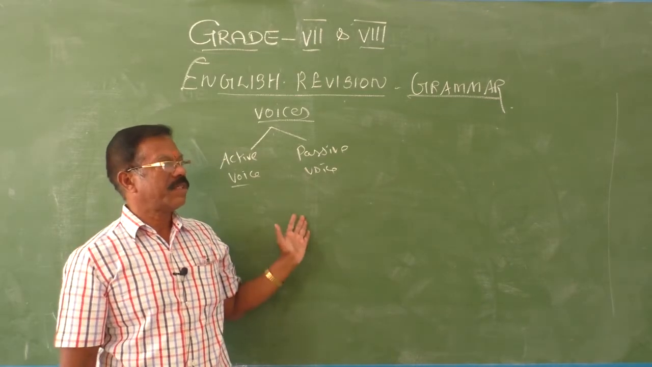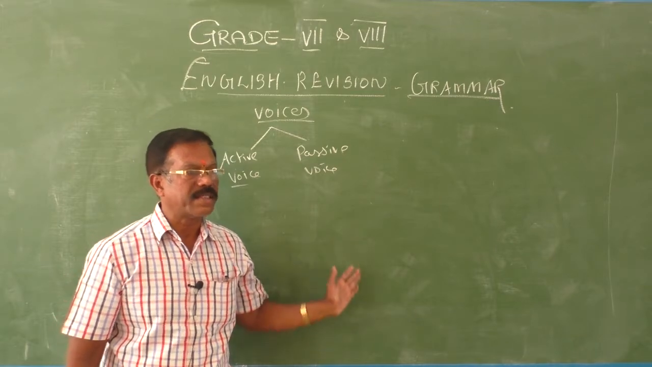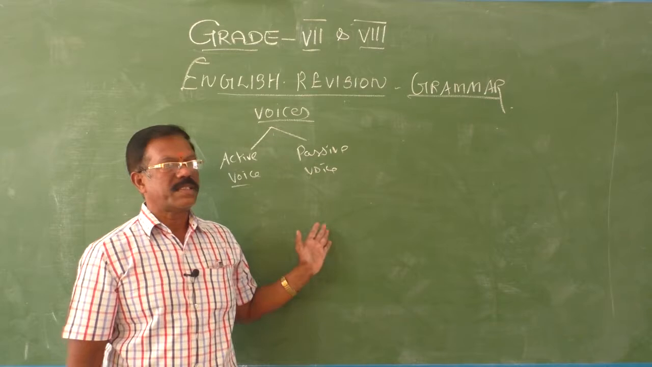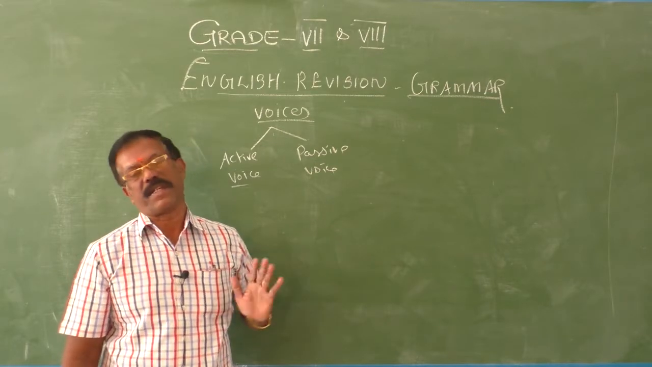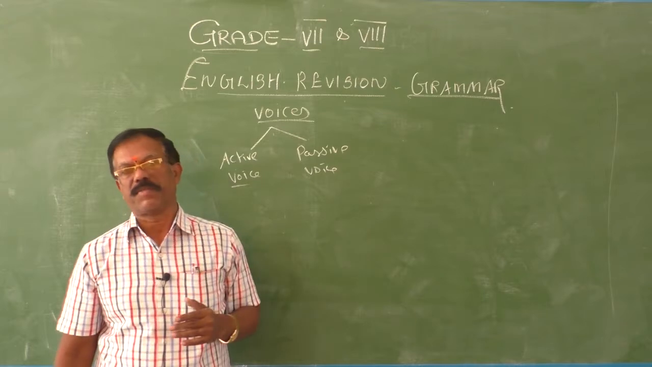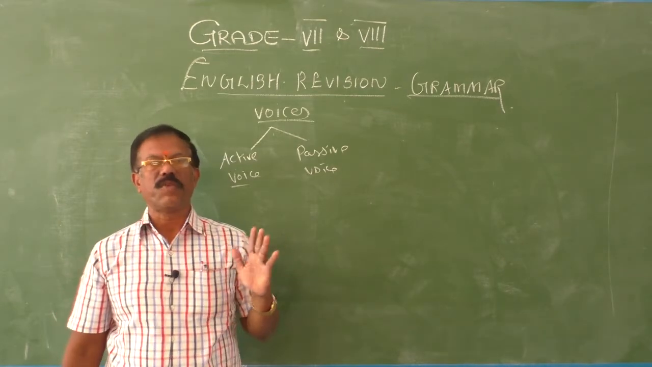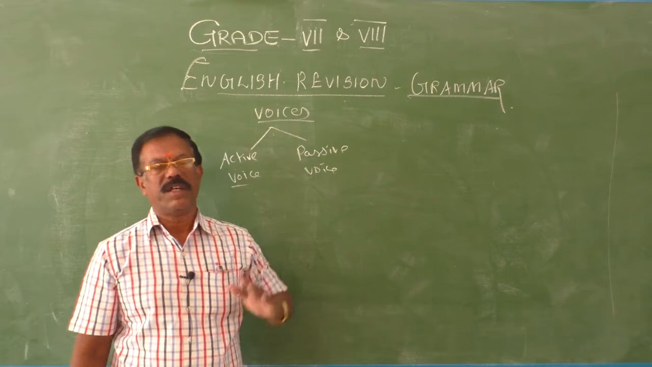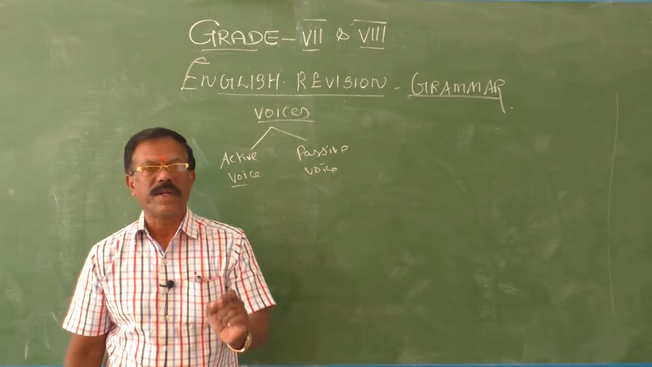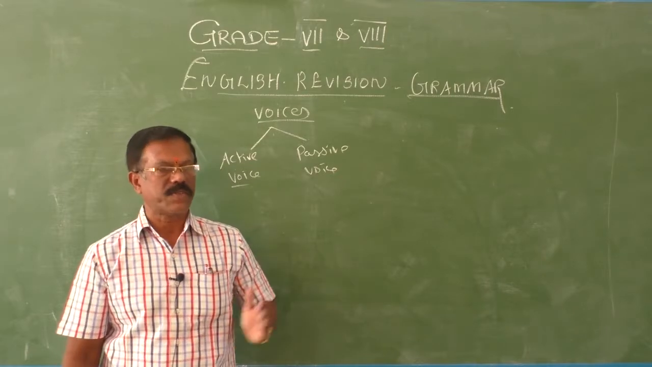Okay, so suppose present tense, subject is singular: is plus past participle. Present tense, subject is plural: are plus past participle. Past tense, subject is singular: was plus past participle. Past tense, subject is plural: were plus past participle. Future tense, whether the subject is singular or plural: will plus be plus past participle. That is the procedure. Okay, fine.